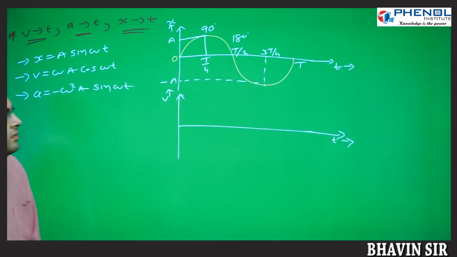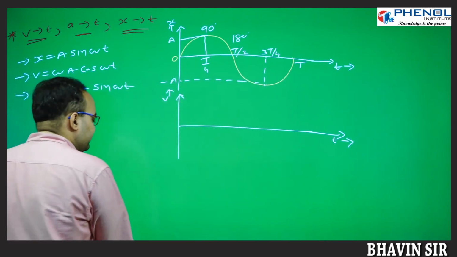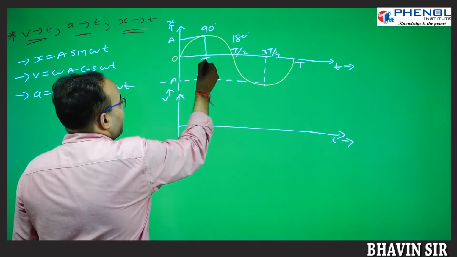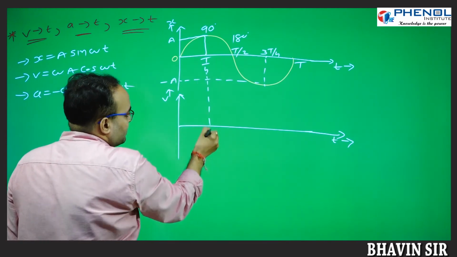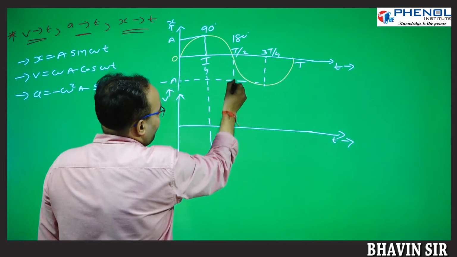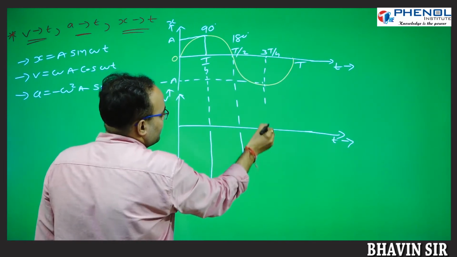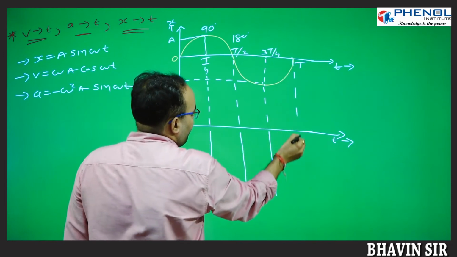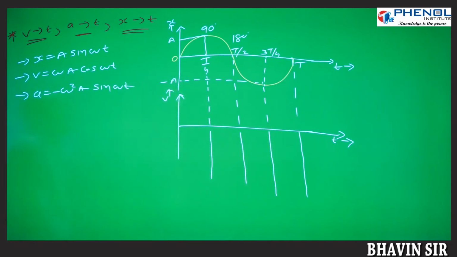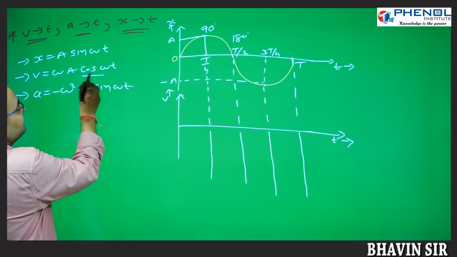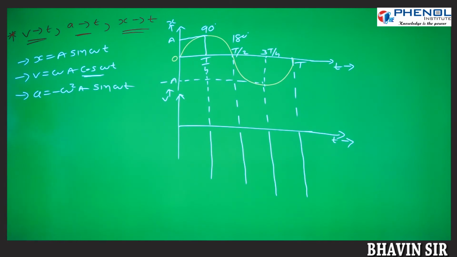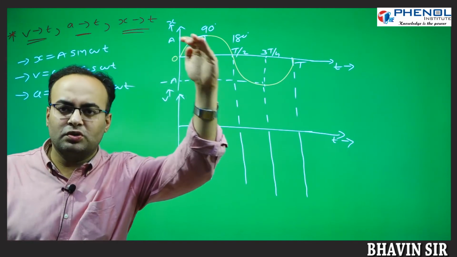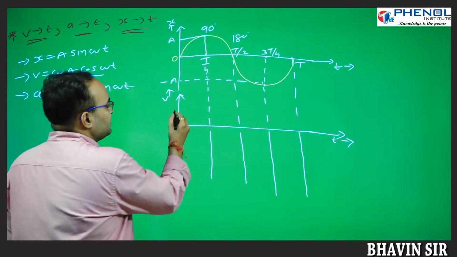Next we want to draw the graph of velocity versus time. See, velocity is in terms of cos omega t, students. So the graph of cos starts from the extreme position because cos 0 is 1. So cos starts from here.